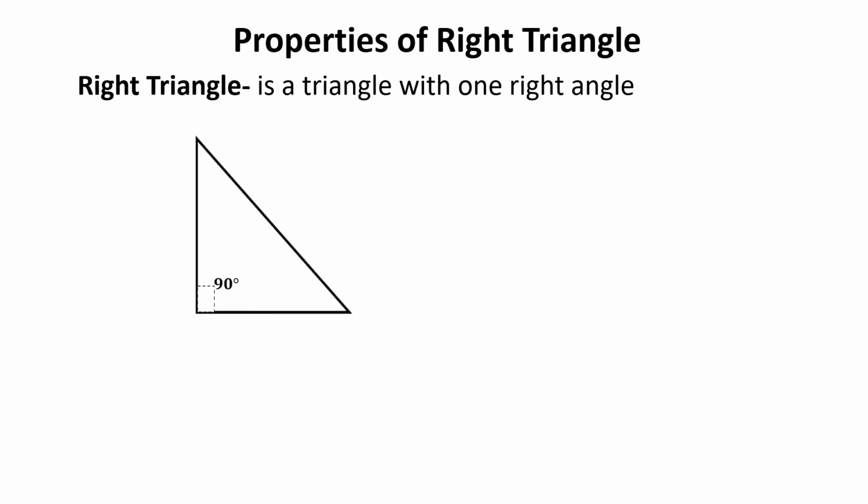Next, let us name its vertices. In naming the vertices of a triangle, we will use a capital letter or uppercase letter. So, we have A, B and C to name the vertices of the right triangle.